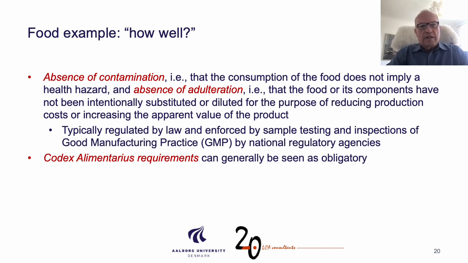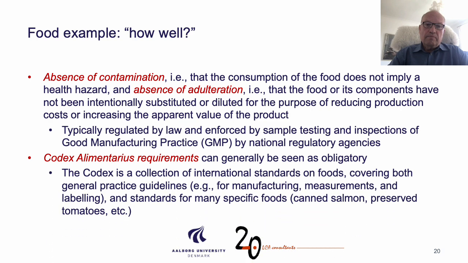Also, the Codex Alimentarius requirements can be seen as obligatory. The Codex is a collection of international standards on foods, covering both the general practice guidelines for manufacturing and measurements and labeling, and standards for many specific foods like canned salmon, preserved tomatoes, and so on.